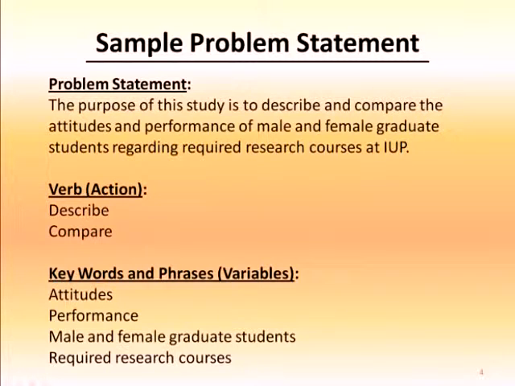Now, as you will note, there are two verbs in this problem statement: describe and compare. This implies that we intend to do both of these things in our research study. In this case, we're going to describe the attitudes and performance for both male and female graduate students, and then we're going to compare these two things between male and female graduate students.